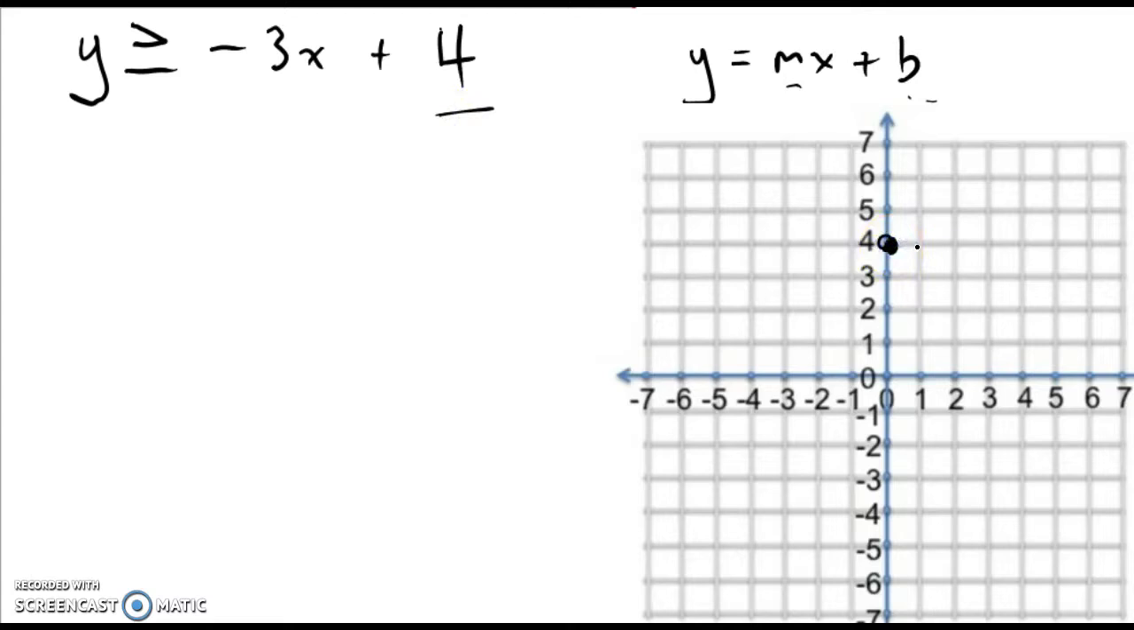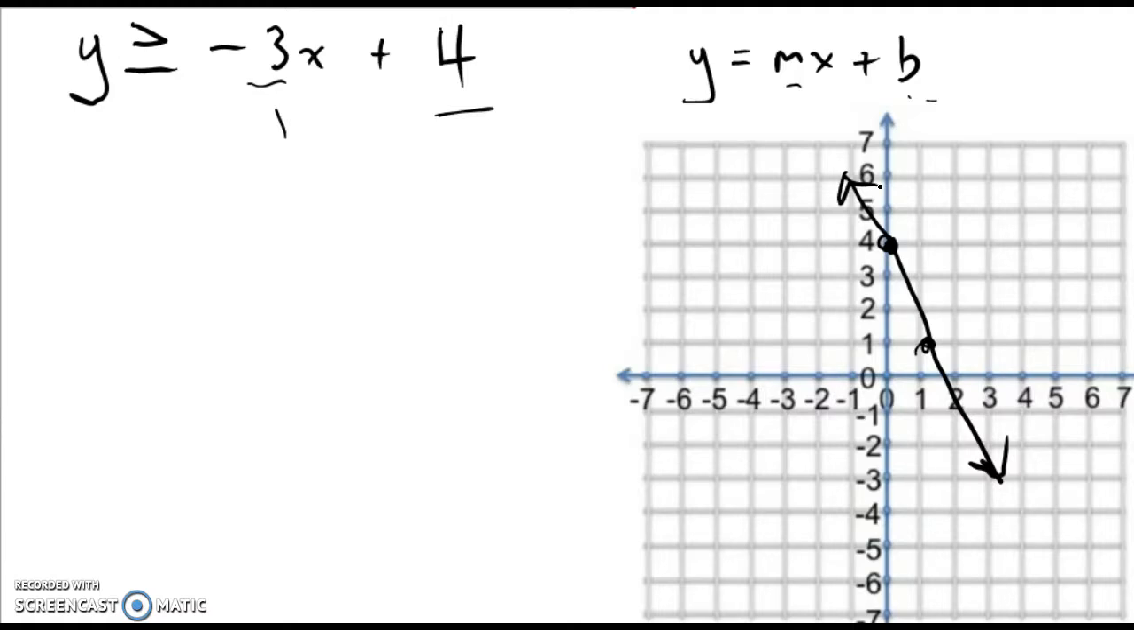And we're going down 3, negative 3 over 1. There's an invisible 1 down there. We're going down 3 and over 1. And then we draw our line. It's not very straight, but let's just proceed anyway.